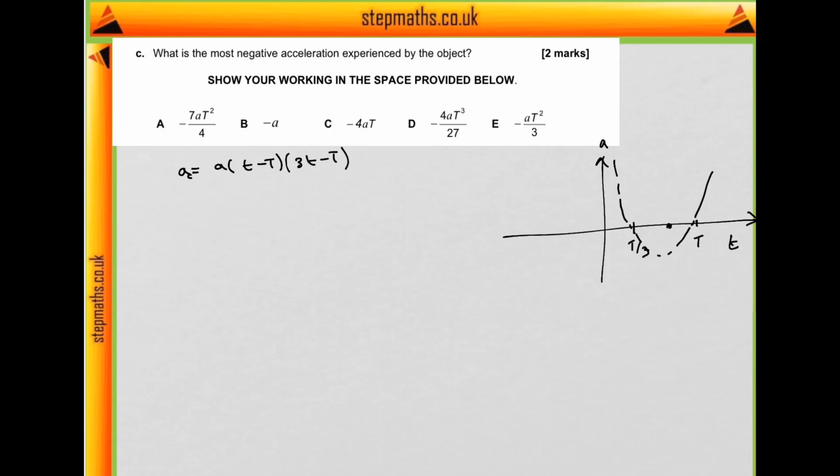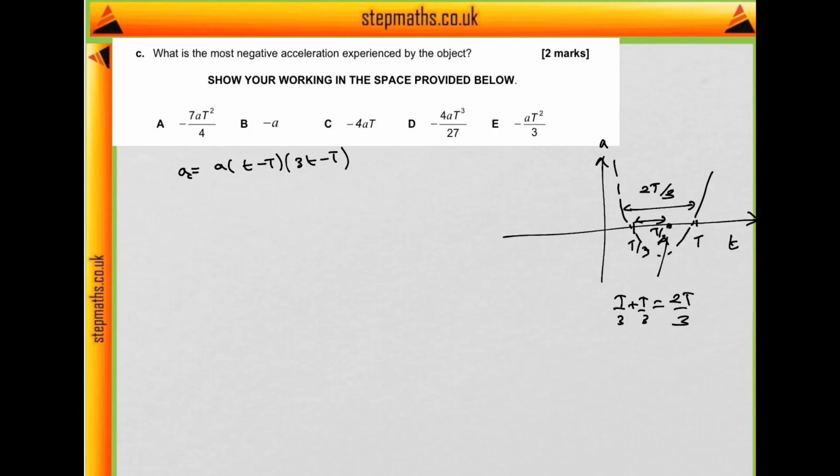So the midpoint of this now is what we need to find. We know from this picture that this distance here is 2T over 3. Therefore, this distance here is just T over 3. Therefore, what we need to do is to sub in the coordinate of this point in our expression. Now, the coordinate of this point is simply T over 3 plus T over 3, which is 2T over 3.